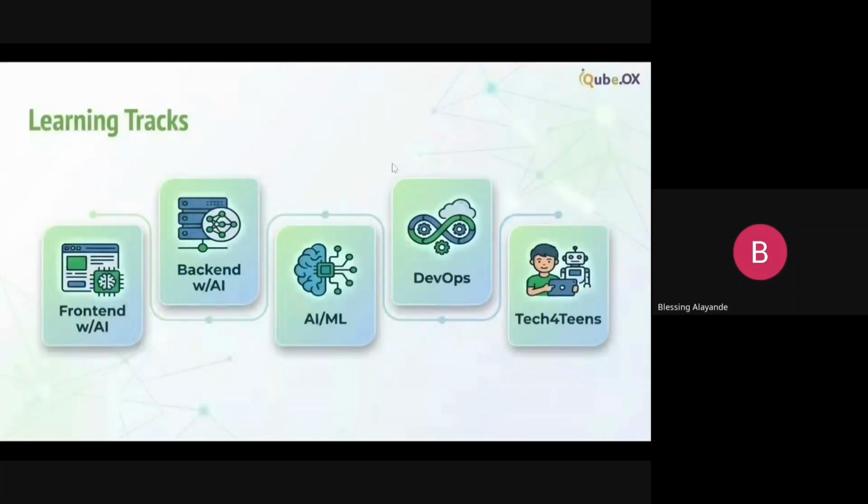We have 5 learning tracks at the moment in iQube OX. We have the front end with AI. You learn the basics of front end, and you learn to build front end projects with and without AI. We also have back end. For us today, we are going to have a mentee who has learned a bit of back end that they are going to be presenting today.